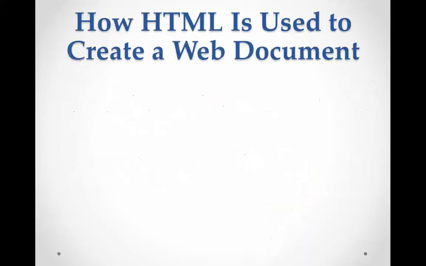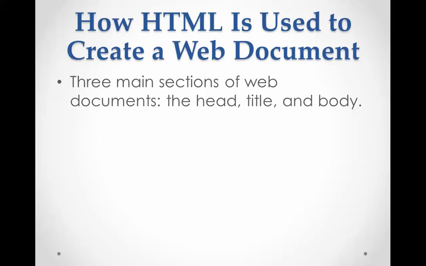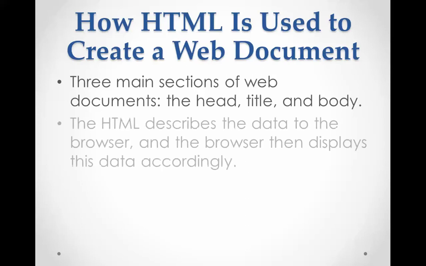So how does that really work? There are three main sections of web documents: the head, the title, and the body. The head pretty much includes a website's title and important keywords, which the viewer sees, but any other information is hidden. The body section is the main portion of a web page visible to the user, including the text and graphics. So the HTML pretty much describes the data to the browser, and the browser then interprets it and displays the data accordingly.